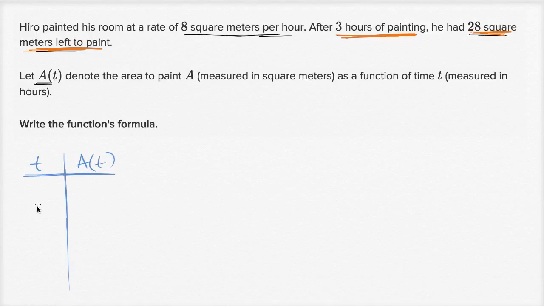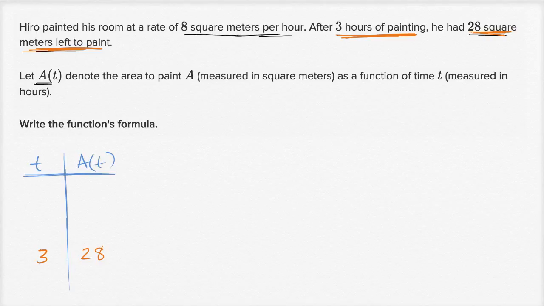So I'm going to leave some space here for some other values, maybe 0, 1, 2. Let's write 3 over here. After 3 hours, he had 28 square meters left to paint. We're just assuming that this is going to be in square meters, and this is in hours. Now, they tell us that he painted his room at a rate of 8 square meters per hour.